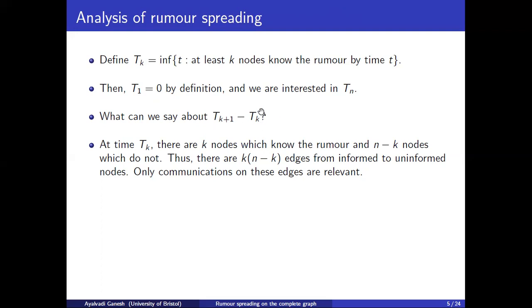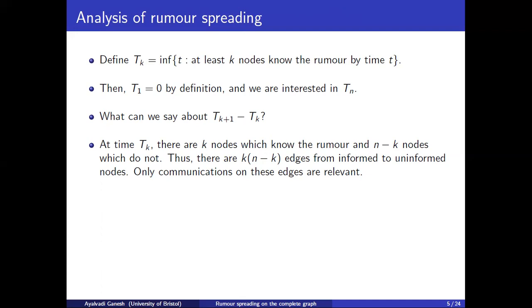So various things have happened up to time Tk to ensure that k nodes have learned the Rumour. But we don't need to know what happened because of the memoryless property of this process. The future evolution doesn't depend on the history up to time Tk, on how the Rumour spread until time Tk. All that we care about is that there are these k nodes which know the Rumour. Okay, so at time Tk, there are k nodes which know the Rumour and n minus k nodes which do not. Do we care which particular k nodes know the Rumour?